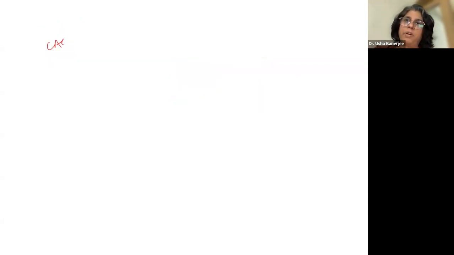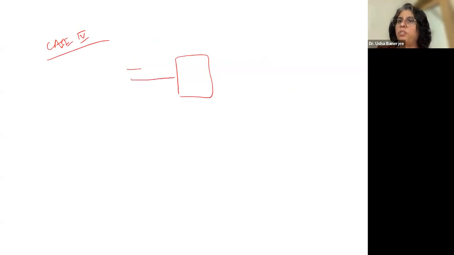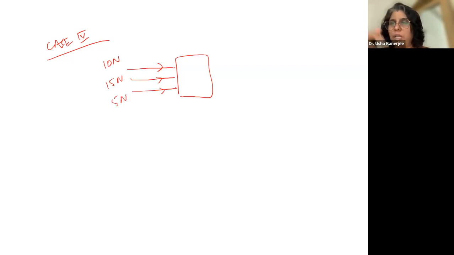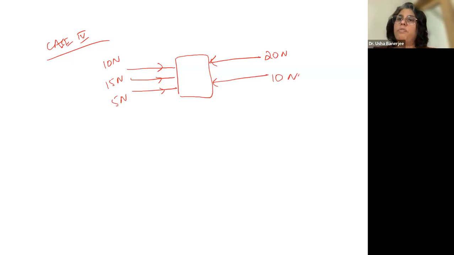Now, case number 4. Stone here, all 3 of you. One is pushing with 10 Newton. One is pushing with 15 Newton. Somebody is pushing with 5 Newton. I also, oh my God, these people are 3 people. I call somebody else and tell them, you also help me: 20 Newton and 10 Newton. Calculate the resultant force. You will tell me. Do it in your copies. Calculate the resultant force acting on the object.